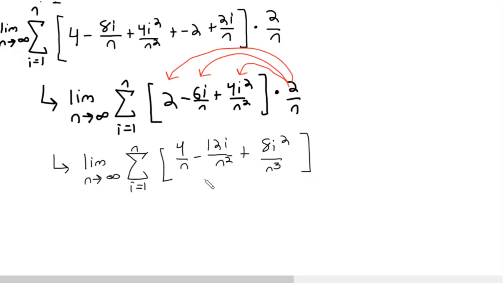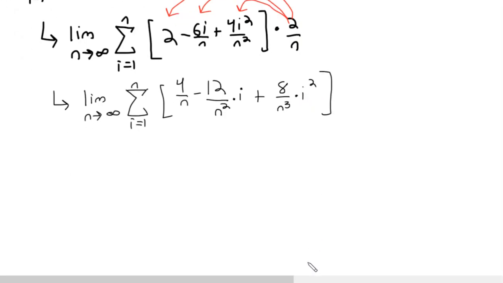Okay, so before I move on though, I want to show you another way I'm going to write this, just to make it a little easier in the future. So I'm going to write this as just 12 over n squared times i, and you're going to see why soon, plus 8 over n cubed times i squared.